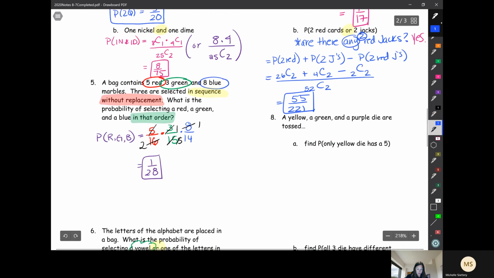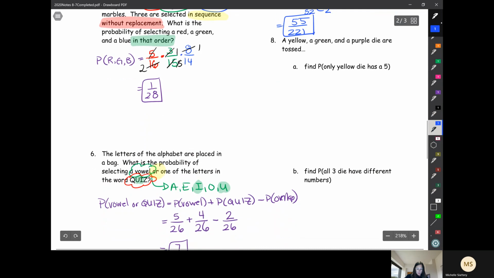Number 8, a yellow, a green, and a purple die are tossed. Find the probability that only the yellow die has a 5. Okay, so this one's kind of tricky because it doesn't exactly tell you how to calculate this. You have to interpret what it means to be only the yellow die has a 5.